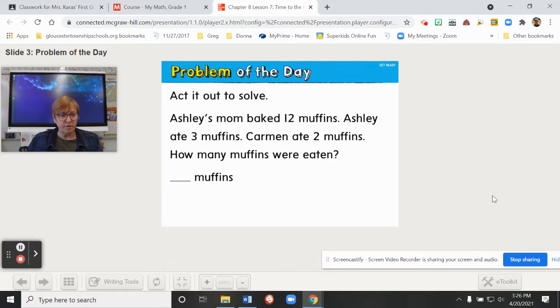Act it out to solve. Now remember, act it out could be simply drawing a picture or a math sentence. So let's read this first. Ashley's mom baked 12 muffins. Ashley ate 3 muffins. Carmen ate 2 muffins. How many muffins were eaten?